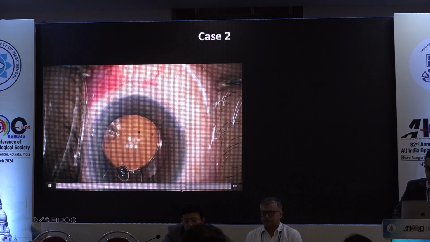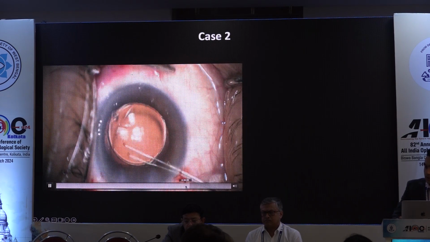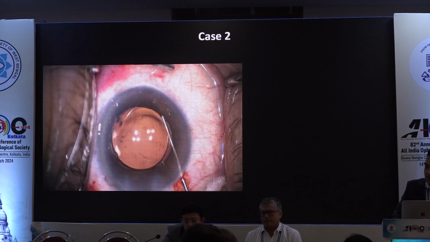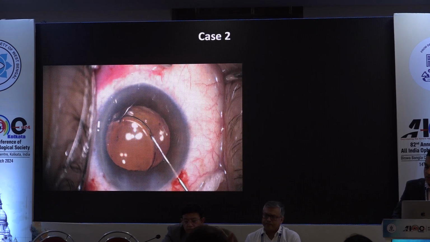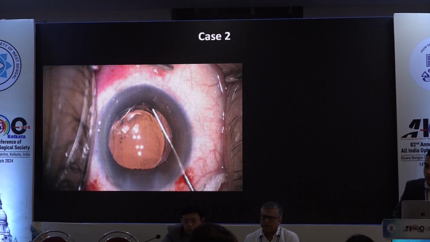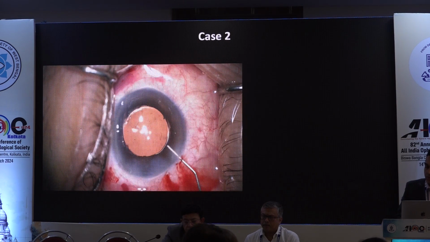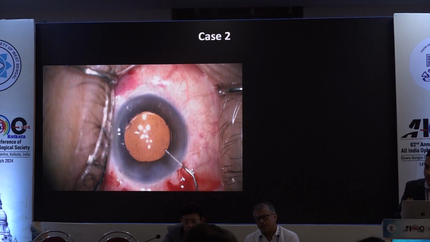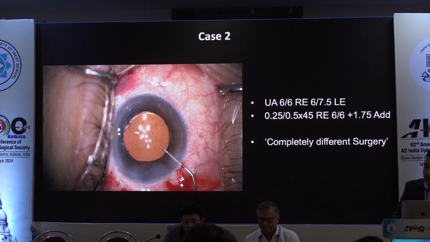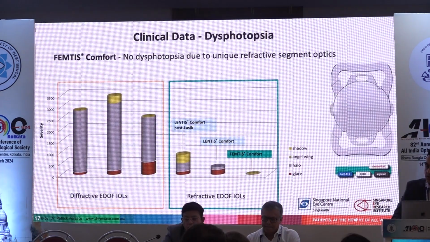After clipping, I'll skip the video in the interest of time, just to show you the clipping itself. Once the lens is in the bag, you can adjust the haptics so they clip into position, and normally I give some Miochol to bring the pupil down at the end of surgery, to make sure the lens position and the flanges are nicely lying on top of the capsule as well. He told me the surgery in this eye was completely different to what he experienced on the other eye.